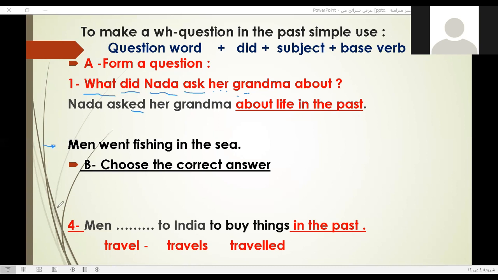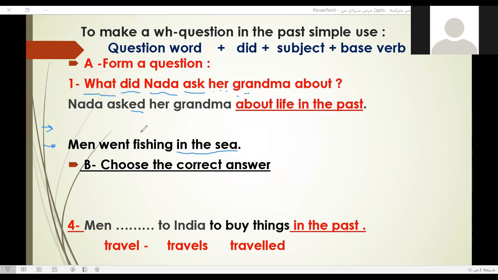Okay. Where did the man just go? Just read before you do it. Just read it. The man went fishing in the sea. Okay, we will ask about the place or time. Place, of course. So how can you make the question here? Where did the man go fishing?